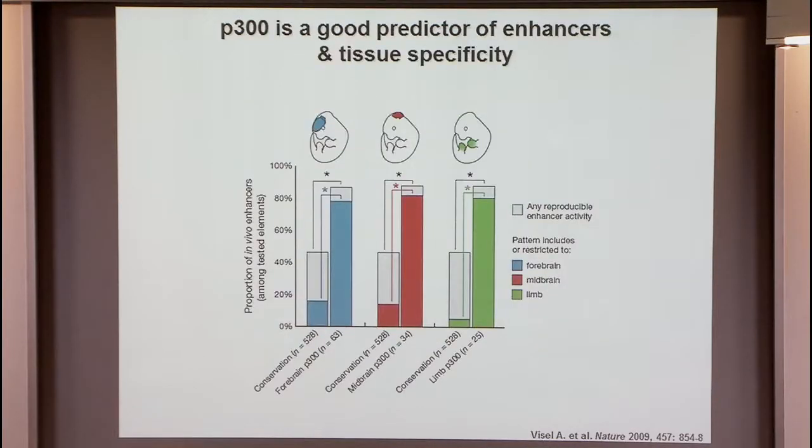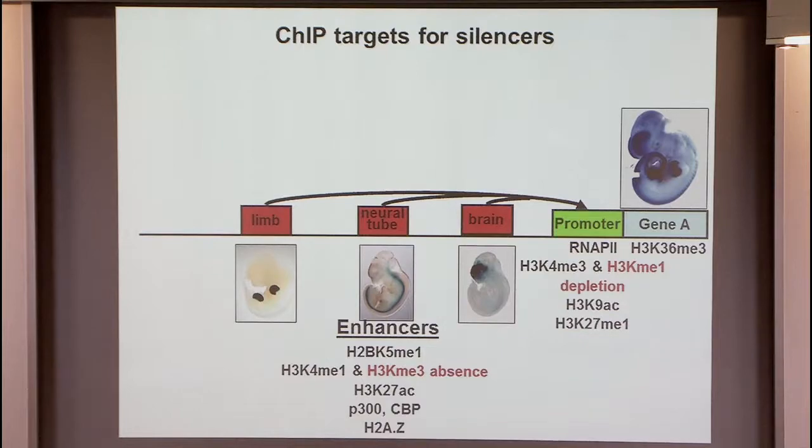And if you look at tissue specificity here in dark blue, you see that 80% of your sequences tend to be enhancers in the limb and not just anywhere else. And so it gives you very good tissue specificity. Is that clear for ChIP? Okay, so that's for enhancers.